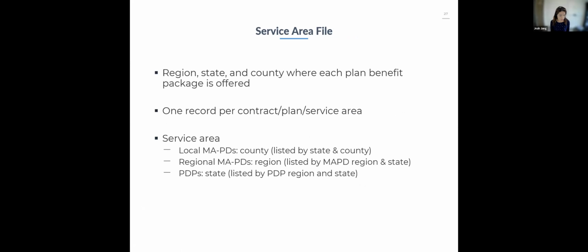And then finally, we have a service area file. As the name says, you can see what areas each plan, the contract plan, right, the benefit package, is offered. And here the record is contract, plan, and service area. This service area unit depends on plan type. If it's a local MAPD, local managed care organization, their service area is defined based on county. So you will see for MAPDs, contract plan, and just a list of counties that each plan covers, serves, right?